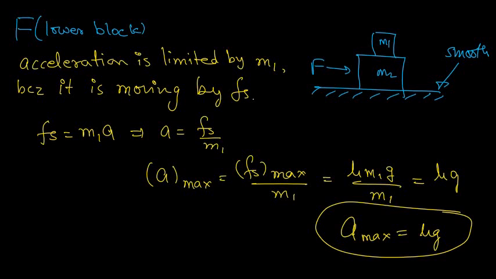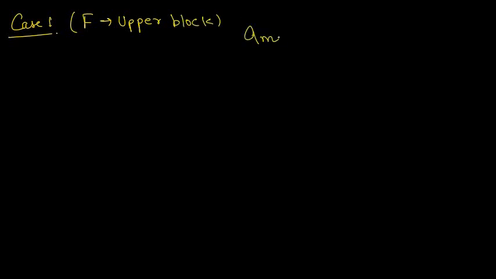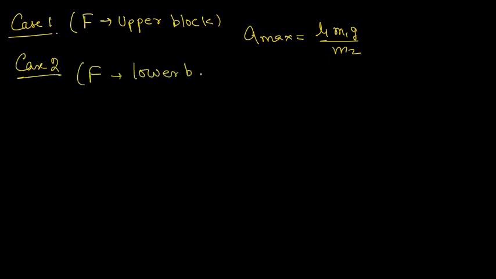Now let us just conclude these two. In the first case, when F was on the upper block, you get the maximum acceleration as mu m1g by m2, and we discussed the similar case 2 where the force is on the lower block. You get the maximum acceleration as mu g. So these were the two cases.